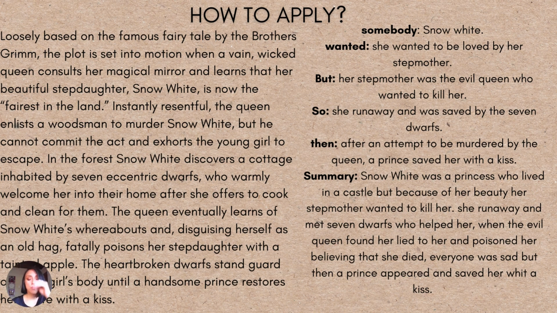With the strategy already applied: Somebody, Snow White. She wanted to be loved by her stepmother, but she ran away and was saved by the 7 dwarfs. Then, after an attempt to be murdered by the queen, a prince saved her with a kiss. Now, the summary is: Snow White was a princess who lived in a castle, but because of her beauty, her stepmother wanted to kill her. She ran away and met 7 dwarfs who helped her. When the evil queen found out about her, she lied to her and poisoned her. Believing that she died, everyone was sad, but then a prince appeared and saved her with a kiss.